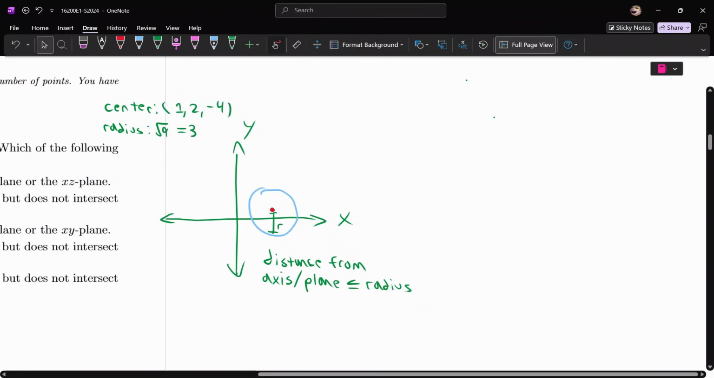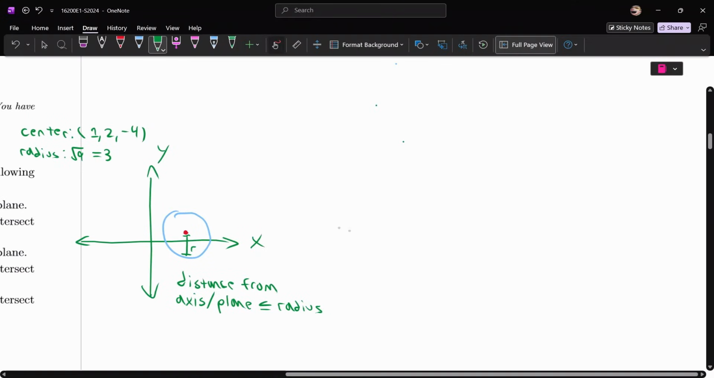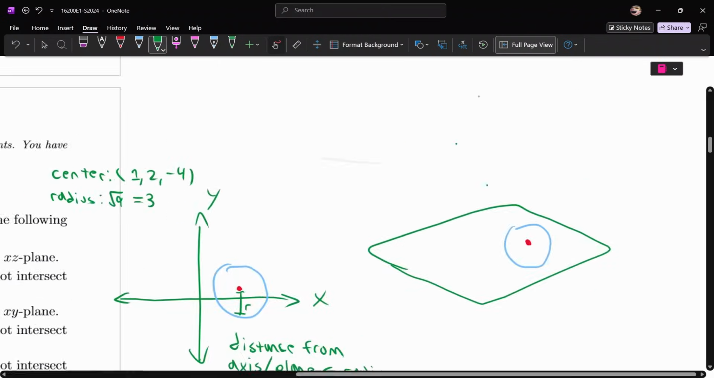So now we can extend this to 3 dimensions. So on a 3-dimensional plane, let's say we had a plane here, and then let's say we had a sphere here, and then let me put a center here with another radius.